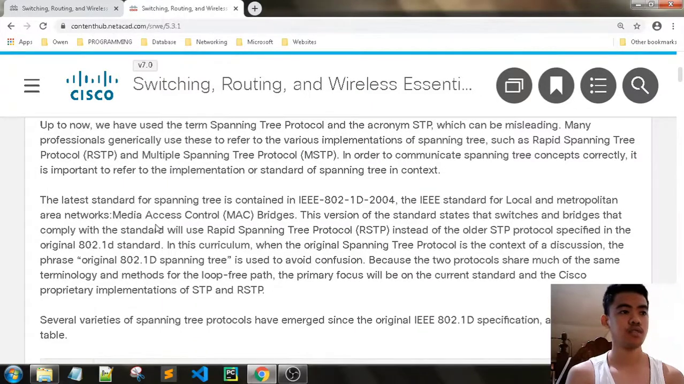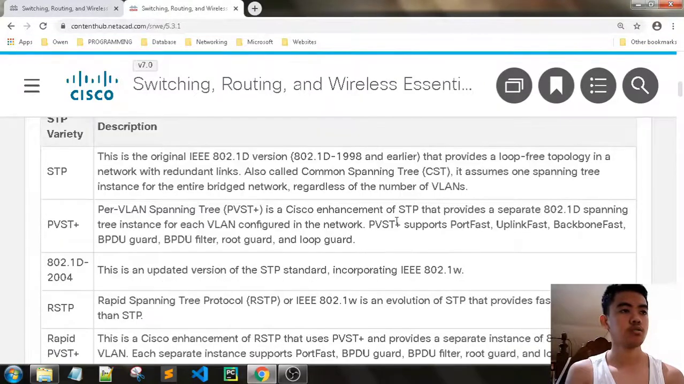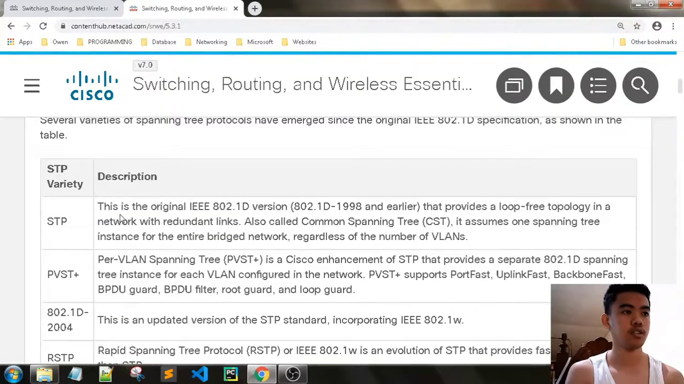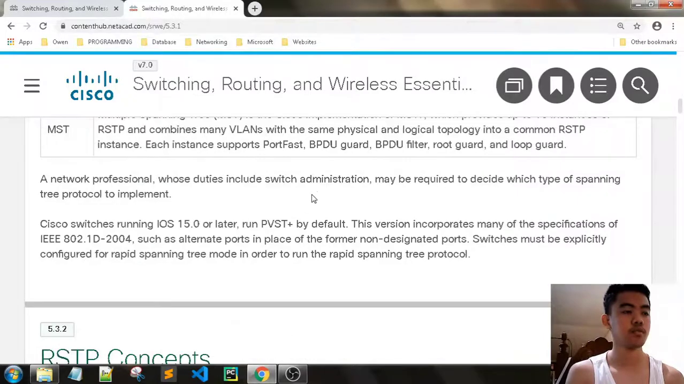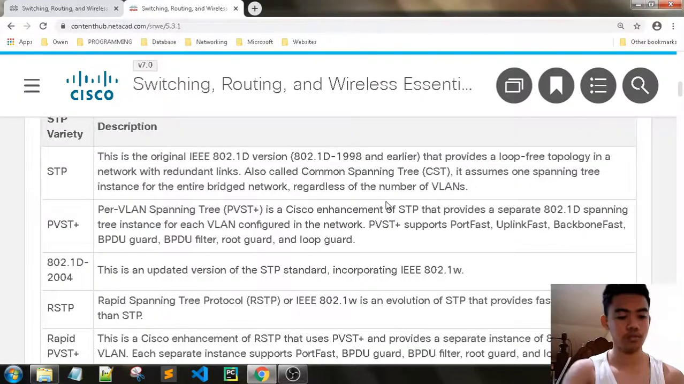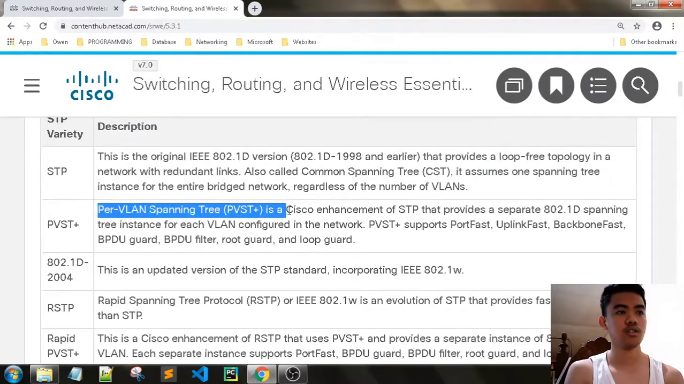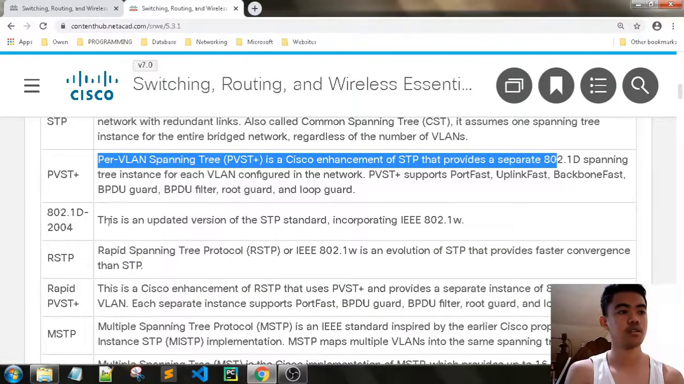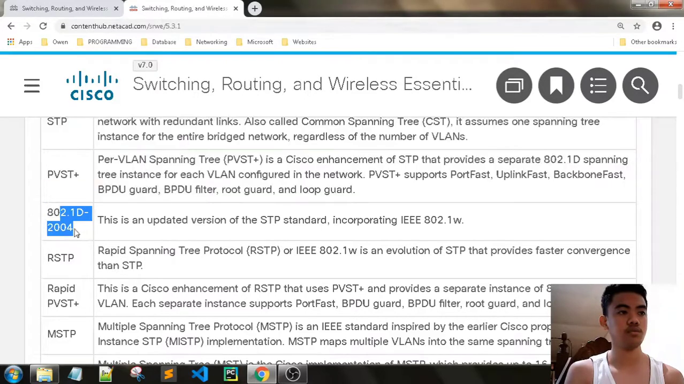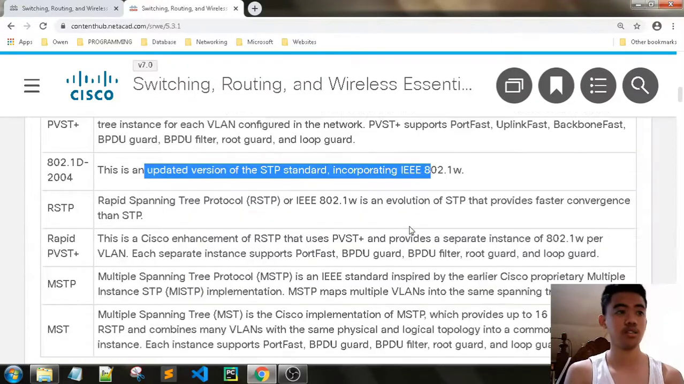We also have different standards for spanning tree. So this is the STPs and their descriptions. Here the STP is the original STP that provides a loop-free topology in a network with redundant links. We also have the PVST, which is STP on VLAN. Then we have 802.1D-2004, an updated version of the STP standard.